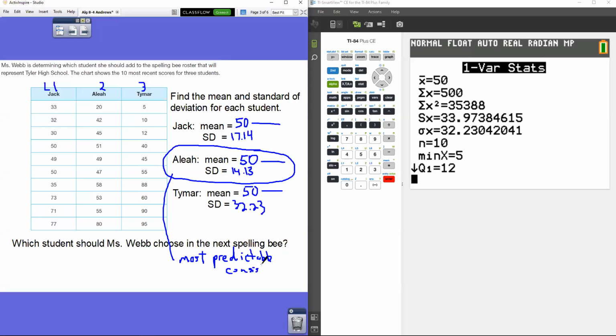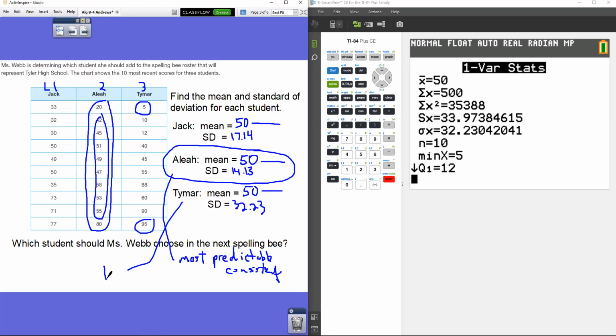Where if we chose somebody like Timar, notice Timar's scores, you might score single digits, but you might score 95 as well. So he's all over the place, where Aaliyah's scores are relatively more consistent. Notice that most of hers are in the 40s and 50s, right? She does have her high and her low, but Timar's scores are all over the place. So Timar's is the least consistent, all right?